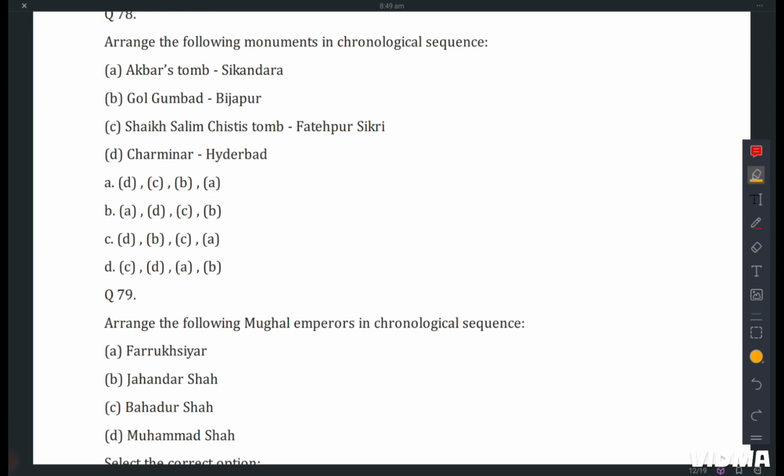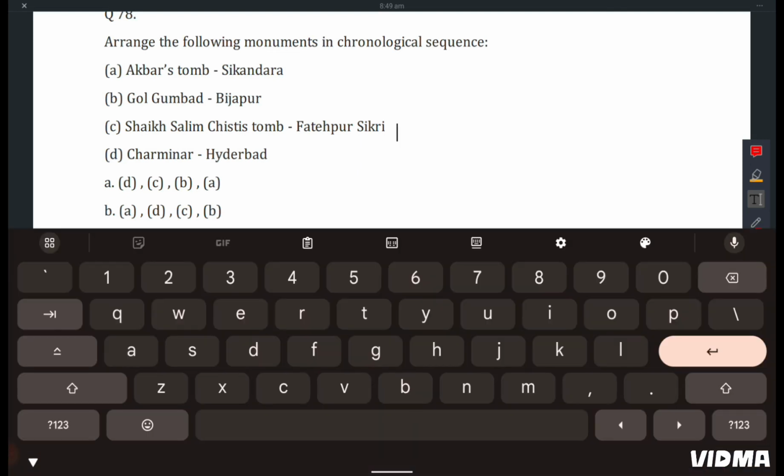Question number 78. Arrange the following monuments in chronological sequence. So it is option C, D, A, B. First, Sheikh Salim Chishti's tomb, Fatehpur Sikri. It was during 1570 to 80. We will consider it 1571. Okay, till 1580.